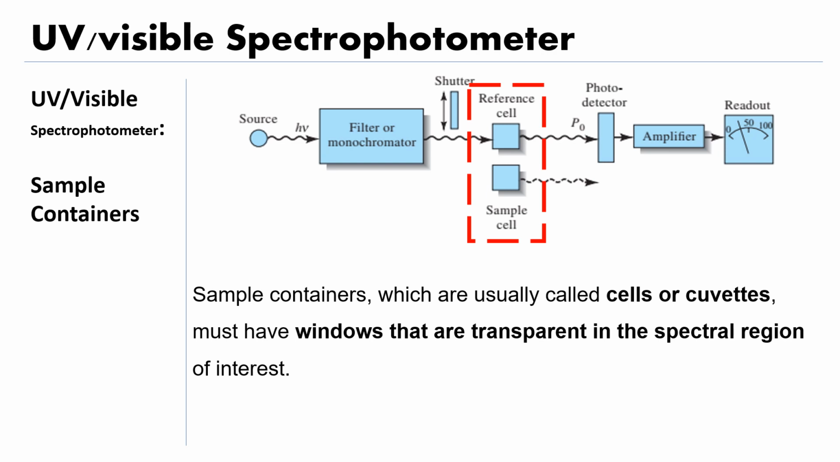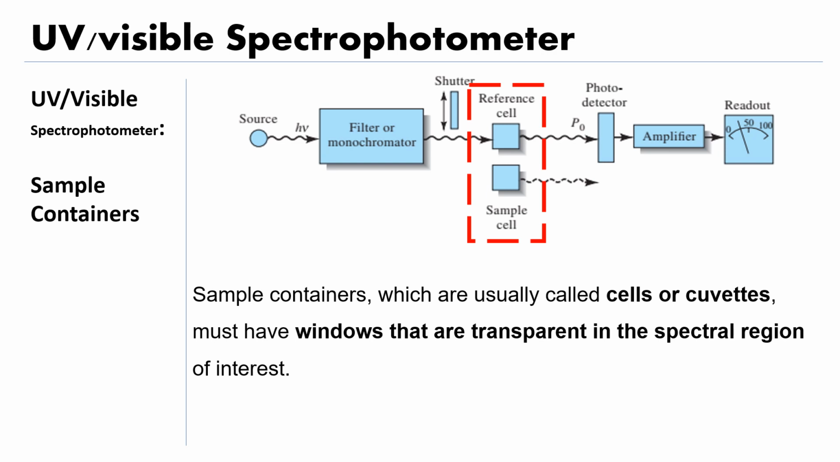The next component in the UV visible spectrophotometer is the reference cell holder or the sample cell holder. This is the single beam spectrophotometer, and you know that the sample containers, which are usually called cells or cuvettes, must have windows that are transparent in the spectral region of interest. So there are these reference cells or sample cells in which we can put the sample.